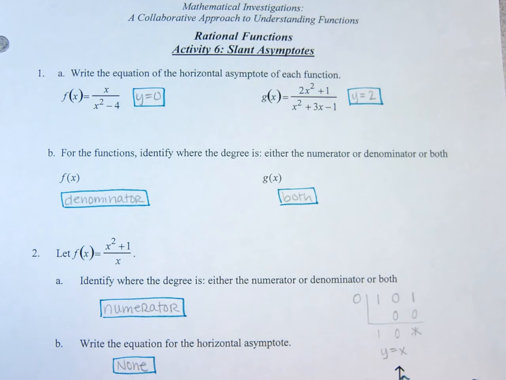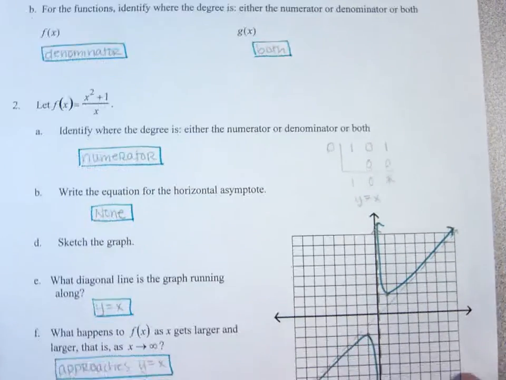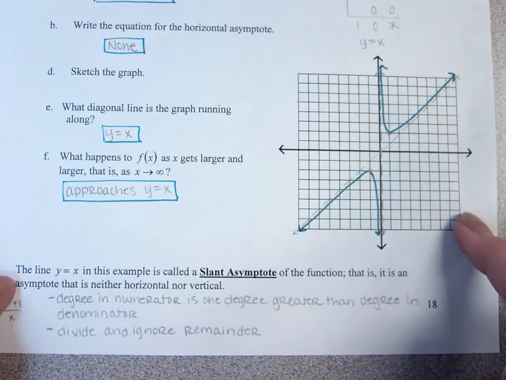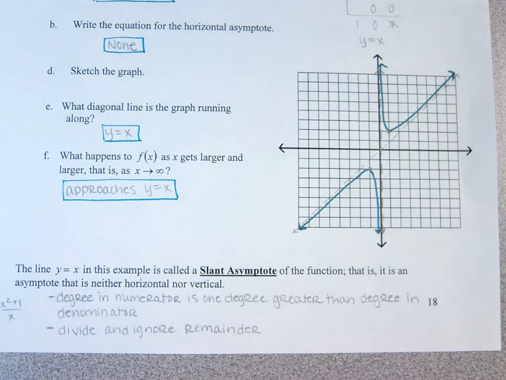This is just a quick video explaining slant asymptotes from activity 6. I'm going to skip down here to the bottom to problem number 2 and the definition that's right underneath it. Underneath we have this definition here. The line y equals x in the problem above is called a slant asymptote of the function.